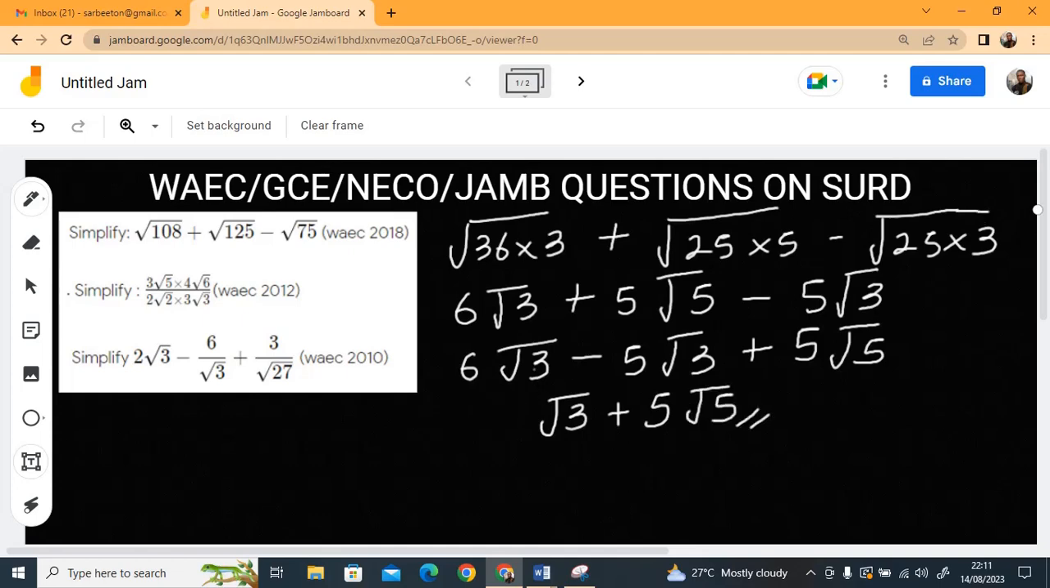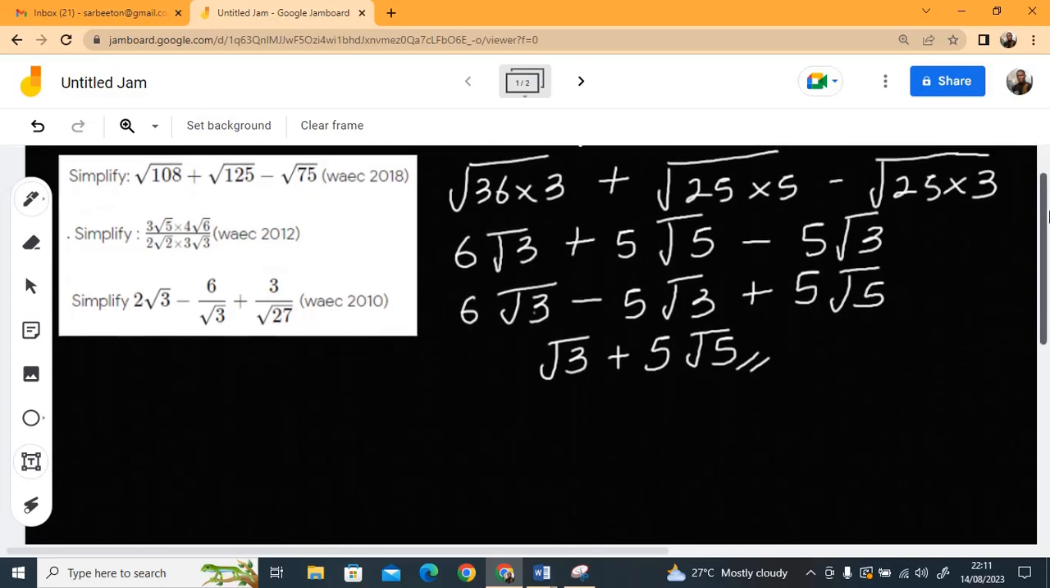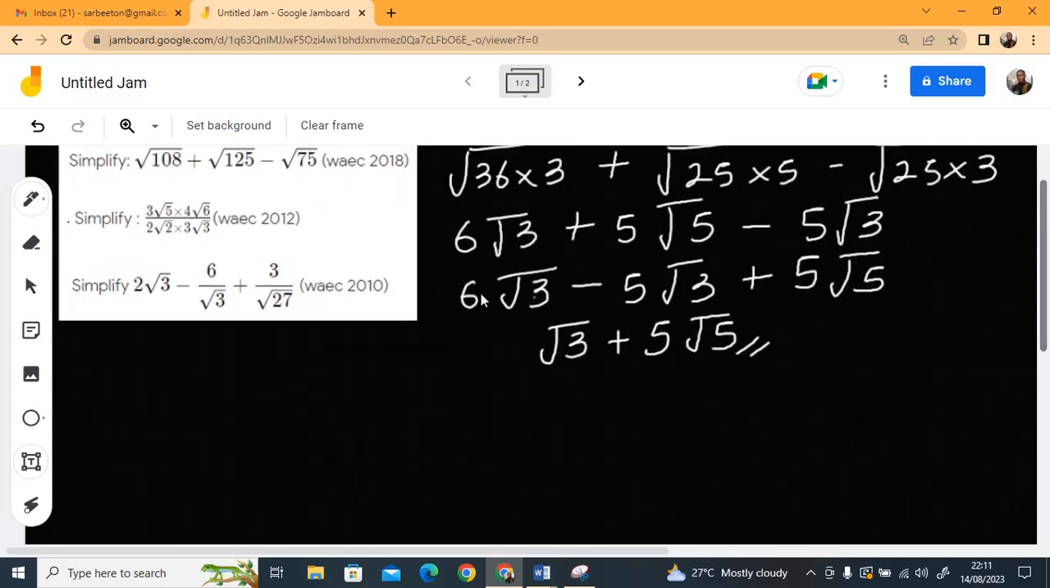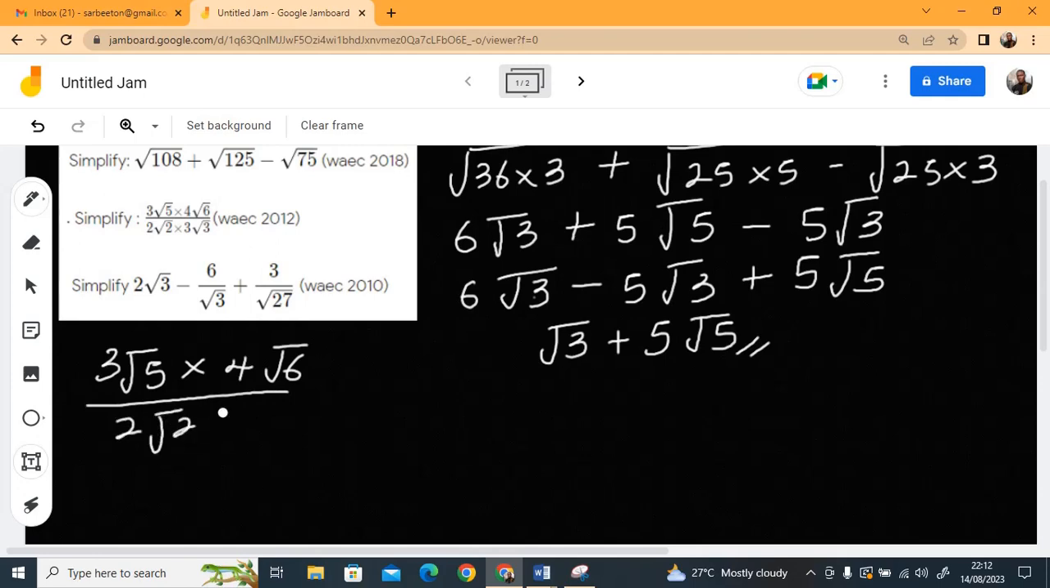This one is very, very simple if you know what you are doing. Now let's check the next one. This one is supposed to be multiplied together. So how do you multiply this? You have 3 root 5 times 4 root 6, all over 2 root 2 times 3 root 3. If I multiply this, 3 times 4 is 12, that is right.